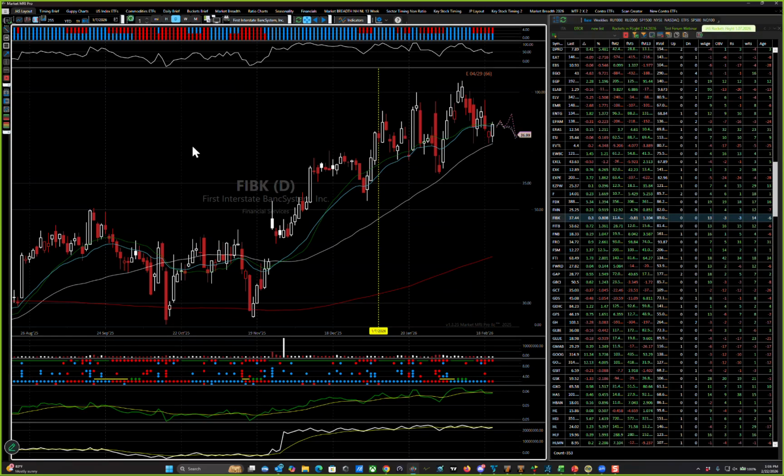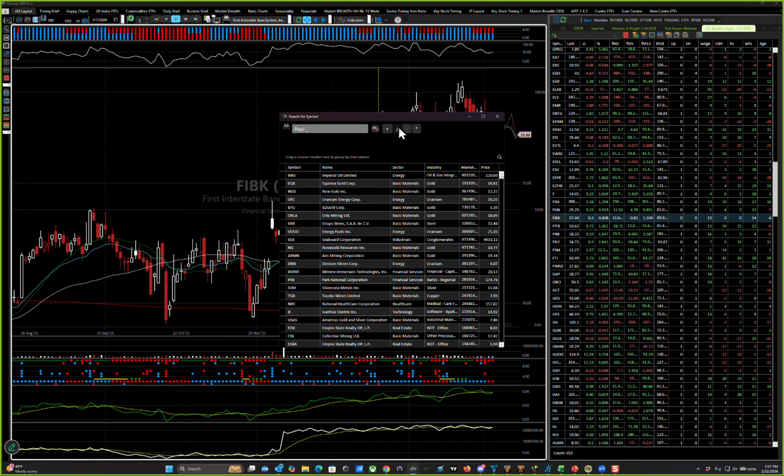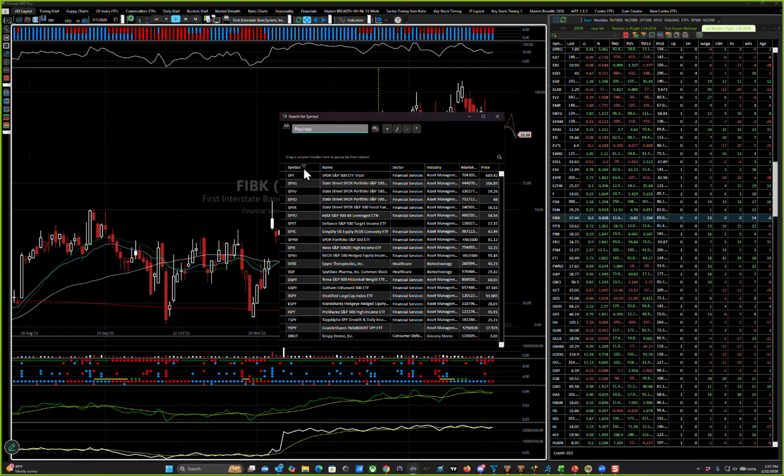In case you missed my conversation when I talked about it, a lot of people text me, how do I do a ratio chart? So let's do a ratio chart of the RSP to the spiders. So I'm going to type in RSP. I'm going to click on this. I'm going to now do spiders, SPY. Hit enter.